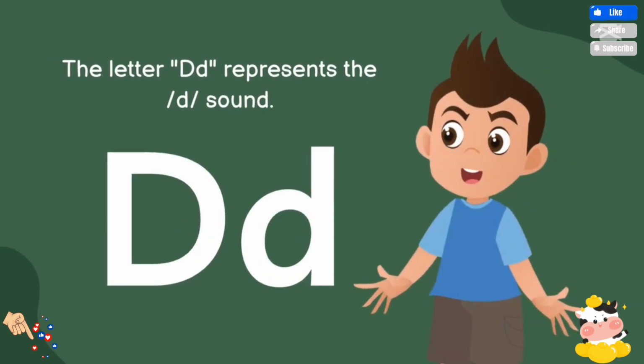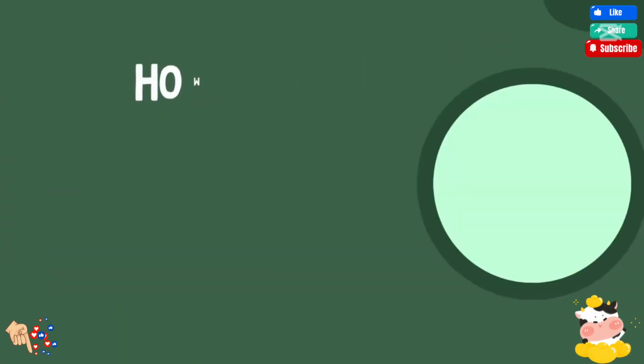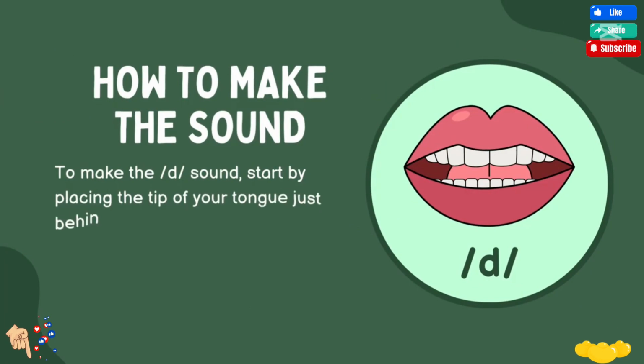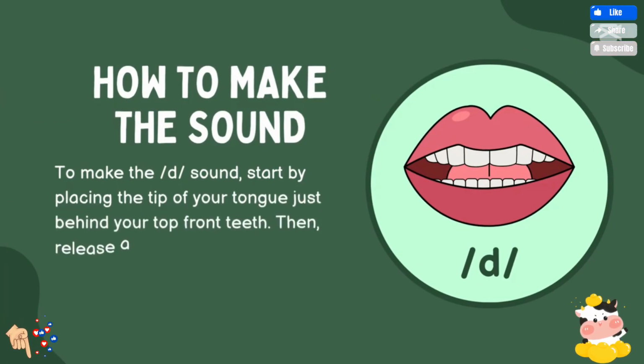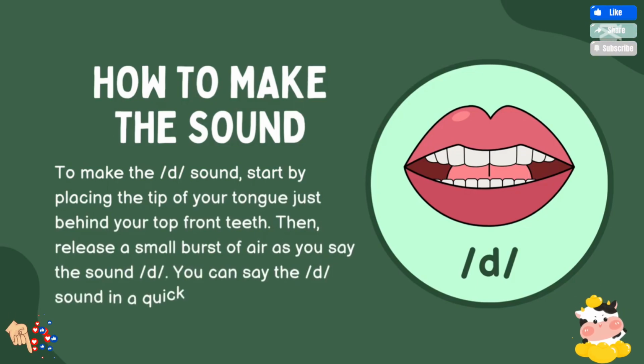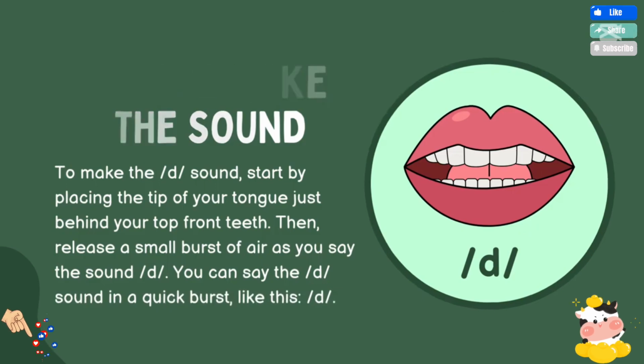The letter D represents the D sound. How to make the sound? To make the D sound, start by placing the tip of your tongue just behind your top front teeth. Then, release a small burst of air as you say the sound D. You can say the D sound in a quick burst, like this, D.